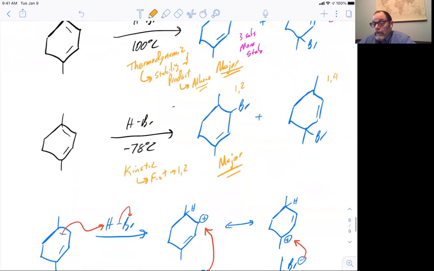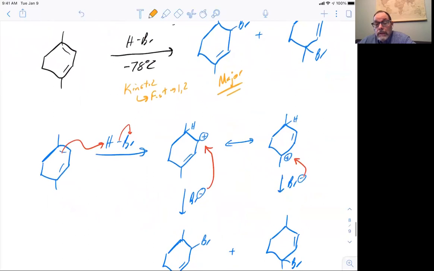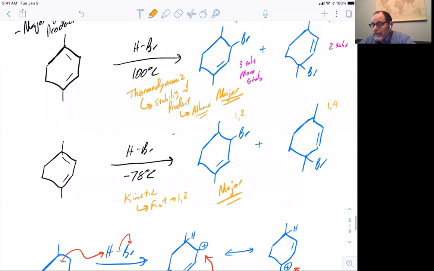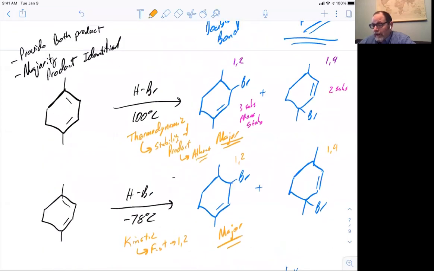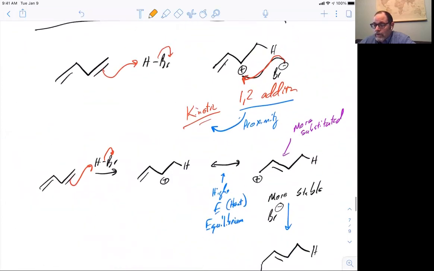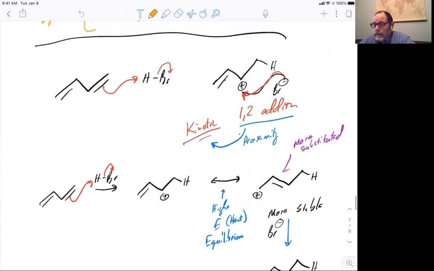All right. There's a couple of other things with the dienes. We're not going to cover those. They are called Diels-Alder reactions. I usually put those with pericyclic reactions. Pericyclic reactions usually are in organic two. So I'm not going to move into those, but it is important for you to understand thermodynamic and kinetic, and be able to distinguish those two with addition to alkenes.